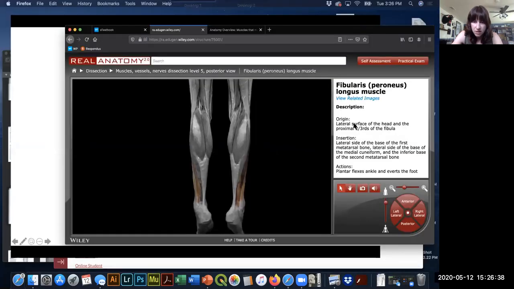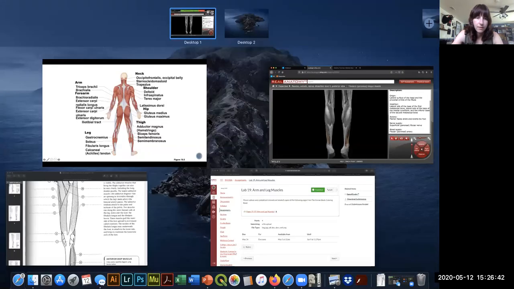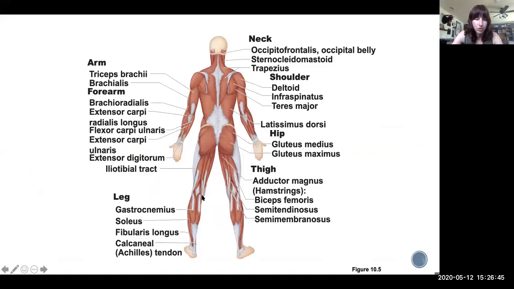And out of curiosity, plantar flexion everts the foot. Yeah, plantar eversion or dorsiflexion. And then finally, the only tendon that I need you to know out of all of these is your calcaneal tendon, because it's so super important and can be injured so often. You're going to see these injuries a lot.